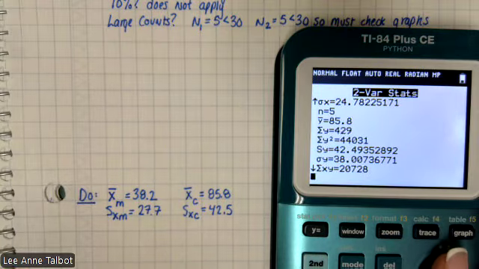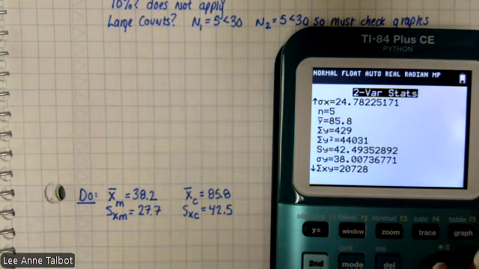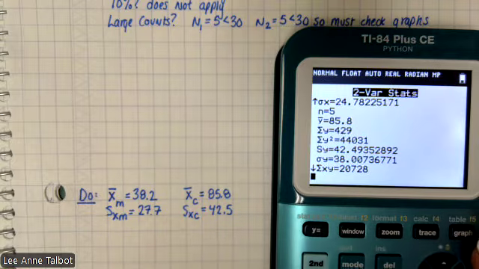Does everybody see where I got all that information from? Does that make sense? It just did them separately. It called it X and Y, but we don't care about the names. We just want the numbers out of it. Are you guys completely clear on those four?